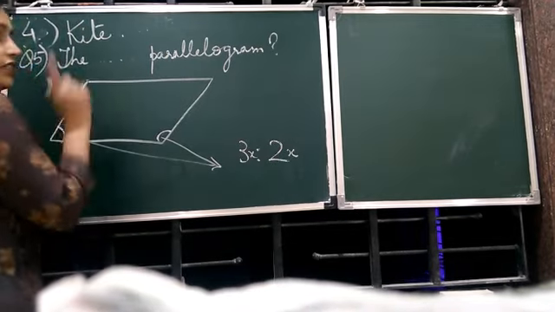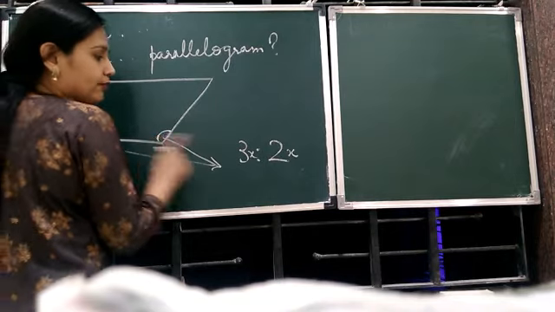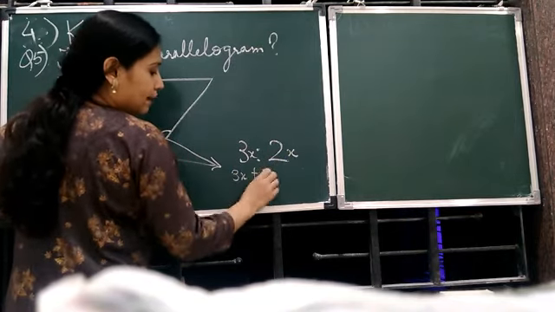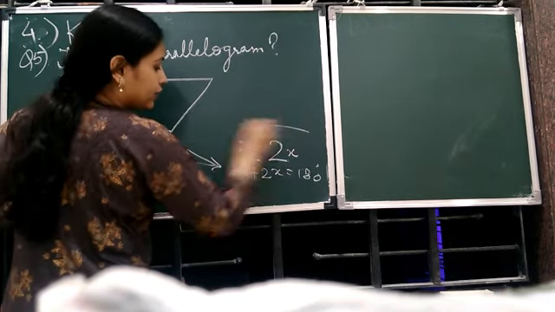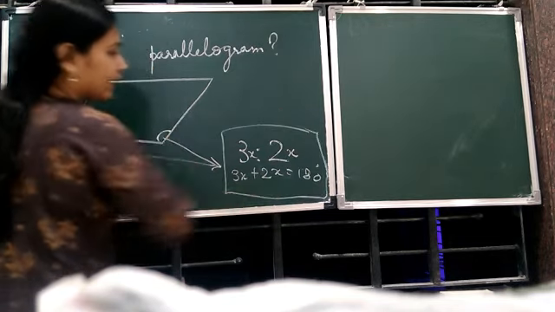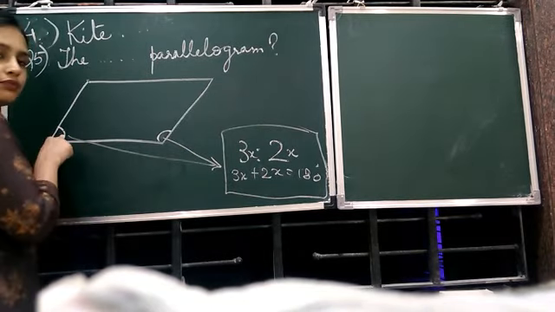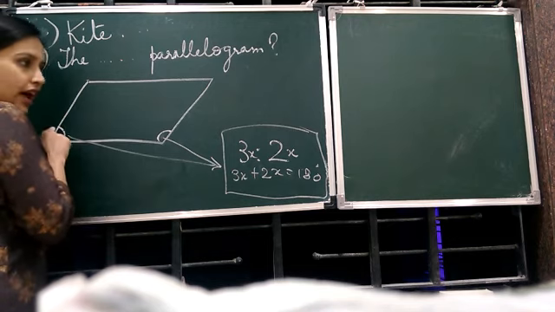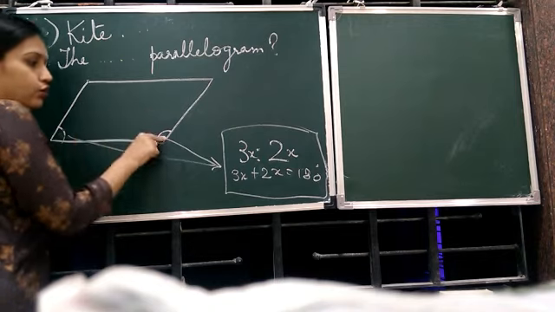And what is the property? By using the property, the sum of adjacent angles of a parallelogram is equal to what? 180 degrees. So 3x plus 2x is equal to 180 degrees. From here we will get the value of x, and then we put the value of x to get the measures of the angles which are in the ratio 3:2.